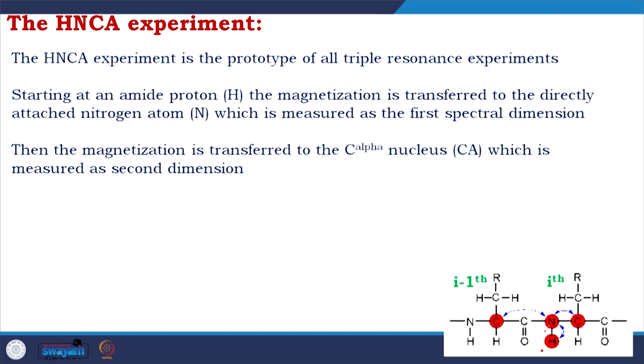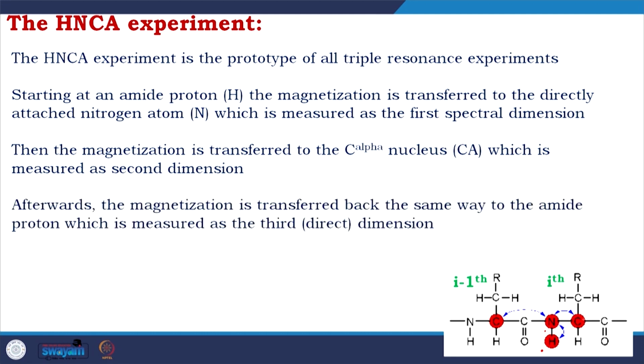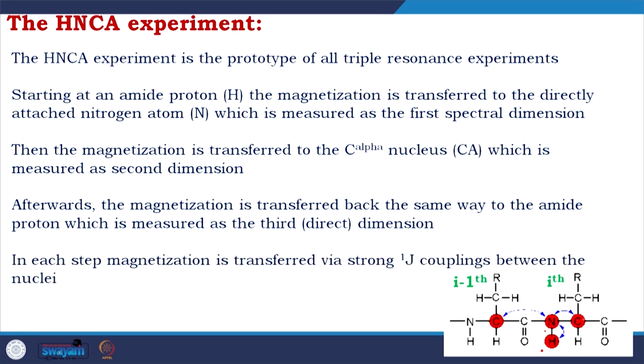Then the magnetization is transferred to the C alpha nucleus, which is measured as the second dimension. Afterwards, the magnetization is transferred back the same way to the amide proton, which is measured as the third dimension. In each step, magnetization is transferred via strong 1J couplings between the nuclei.